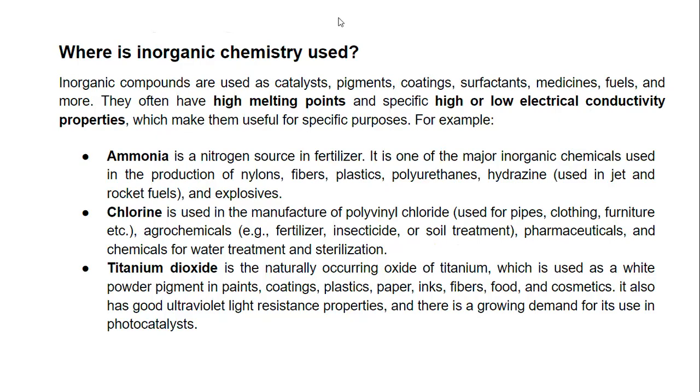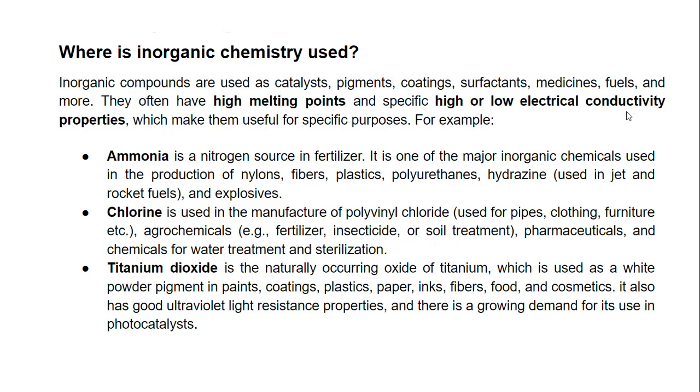Where is inorganic chemistry used? Inorganic compounds are used as catalysts, in the form of pigments, for coating, surfactants, in medicines, for fuel purposes, and much more. They often have high melting points and specific high or low electrical conductivity.